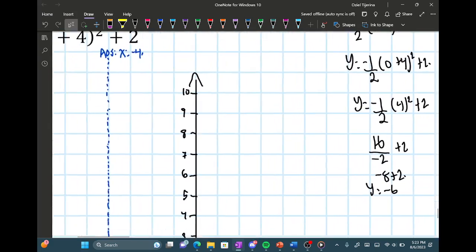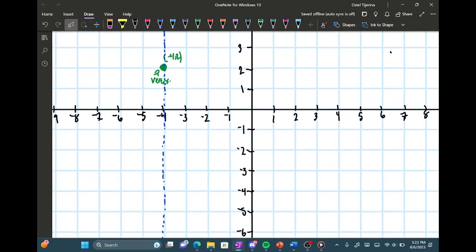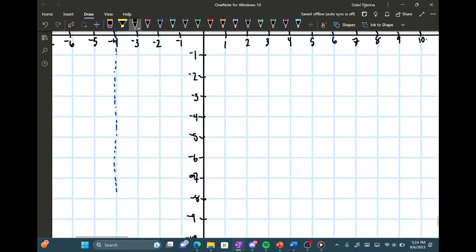We're going to label that over here. So 0, negative 6 right here. Let me use a different color. I'm going to use this one. That is considered our y-intercept right here.